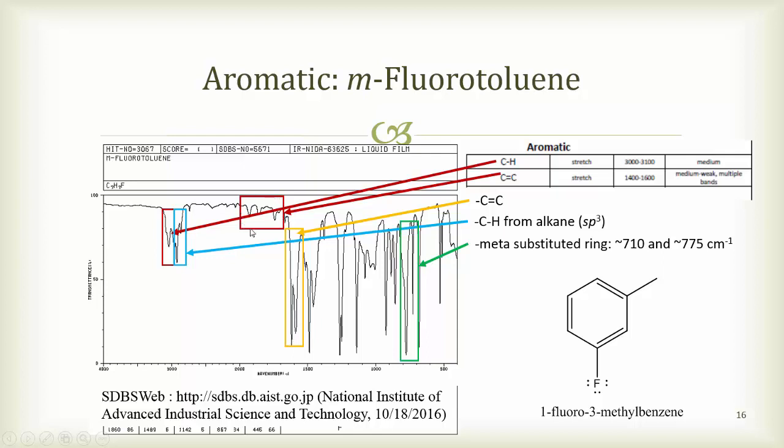We also still see the four-finger region. Again, it's not as defined as the first example, but they are still present. And this is indicative of the aromatic ring.